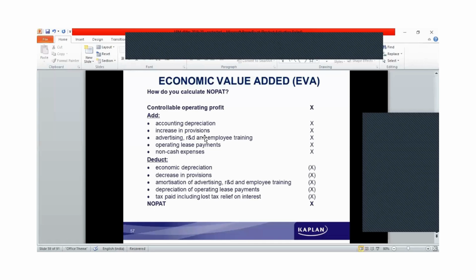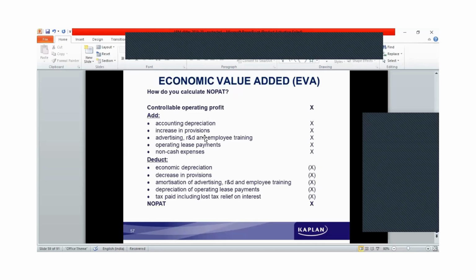So when we calculate the NOPAT, start with the controllable operating profit. From that, all which was not under the account of operating expenses and income should be adjusted. Earlier if they were deducted, they are added back. Earlier if they were added, now they are deducted. So we arrive at the amount which is operating in nature.